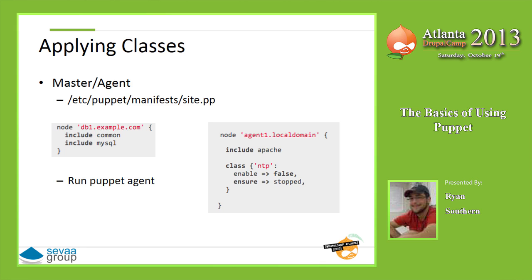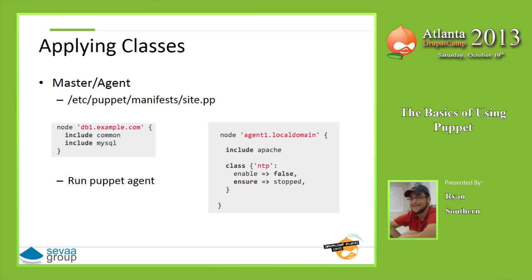On a master and agent configuration, it's essentially the same file, but again, there's different ways to define the nodes. This is an example of a database server, same one as earlier. And then there's also the parameters that you can have.